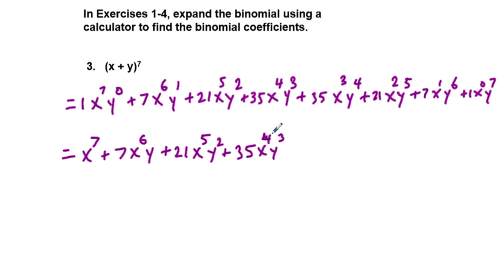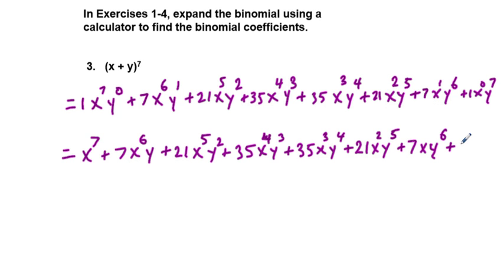Is that pretty legible? Plus 35 x to the third, or x cubed, y to the fourth, plus 21 x squared, y to the fifth, plus 7 x to the first power, which is 7x, y to the sixth, plus 1 x to the 0, all that's just going to be 1. So we're left with y to the seventh power at the end here.